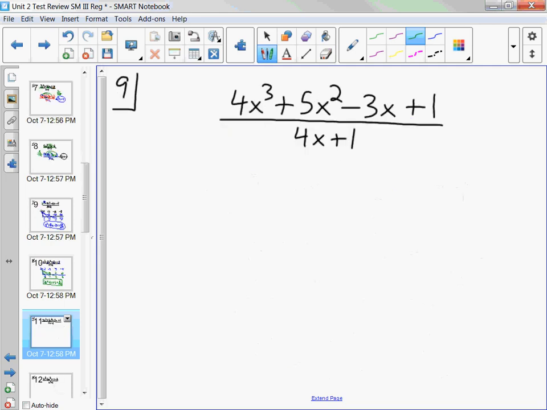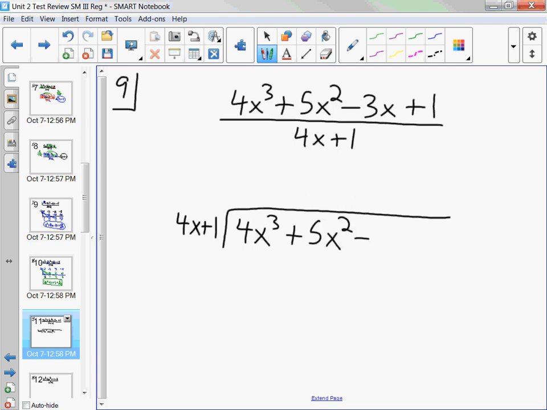Problem number 11. This time I'm asked to do long division. So in long division, set up my divisor out here. 4x plus 1, I'm dividing into 4x cubed plus 5x squared minus 3x plus 1.